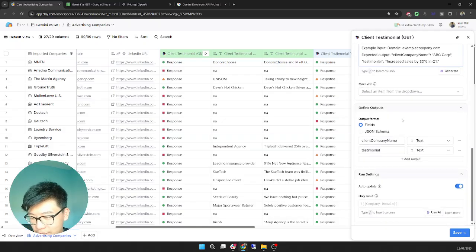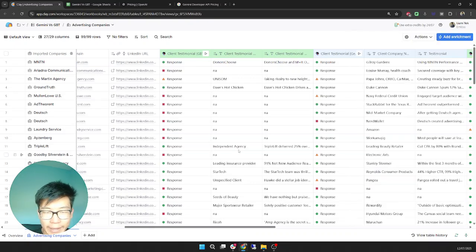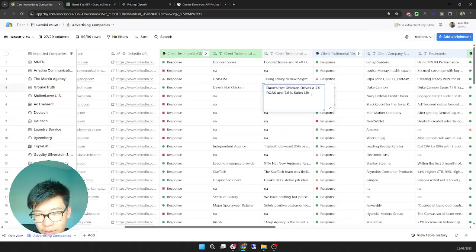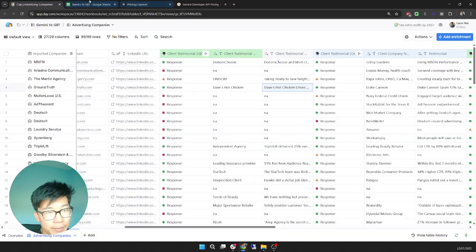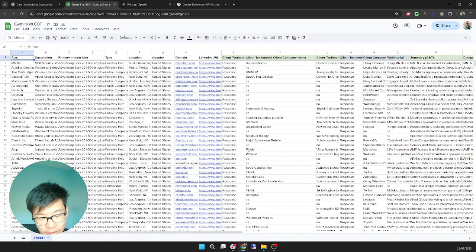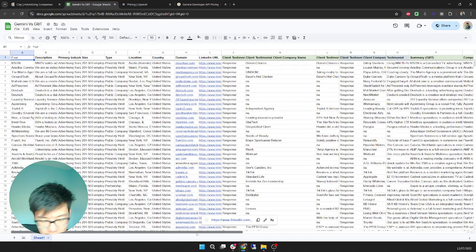So we just asked it to output in a certain format. And then, as you can see here, we have the client testimonial, and then basically what they did. So here, 2x ROAS and 7.8% lift. Very interesting. Actually, before we get into that, well, no, let's get into it now.